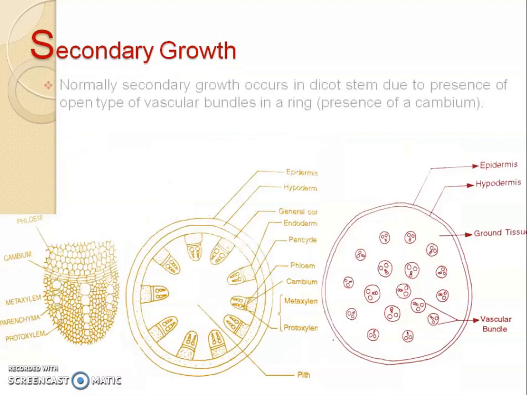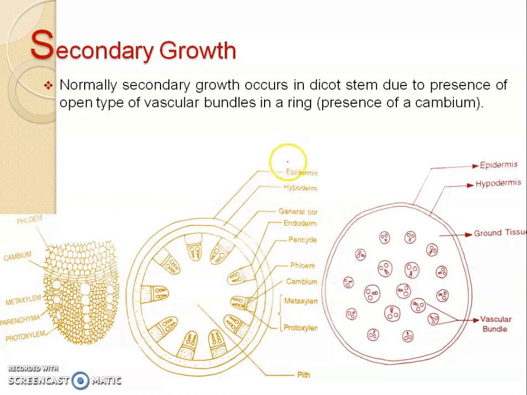Now, normally secondary growth occurs in dicot stem due to the presence of open type of vascular bundles in a ring, that is, the presence of a cambium. This is the transverse section of dicot stem, in which a cambium ring is present in between the xylem and the phloem.